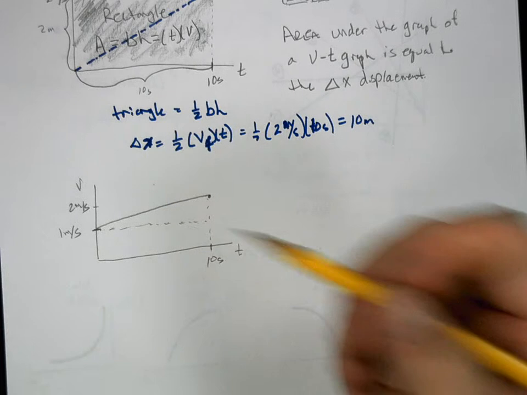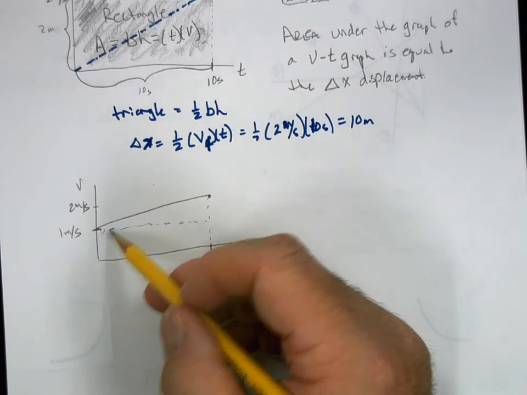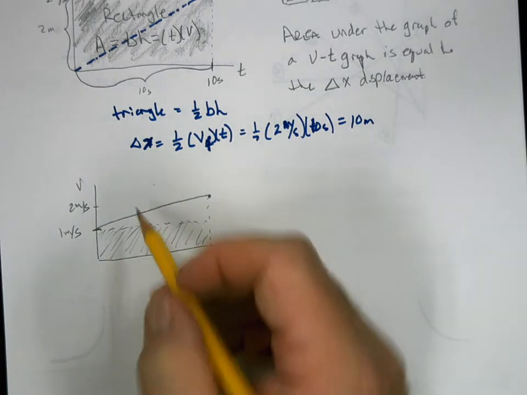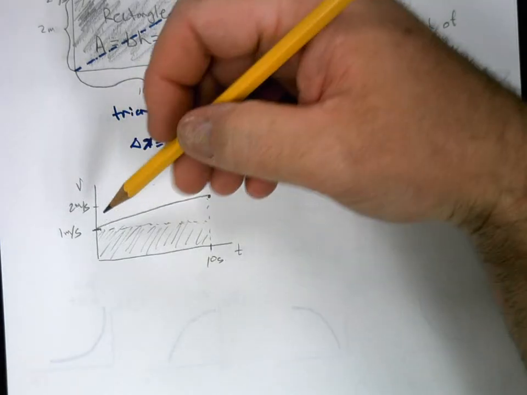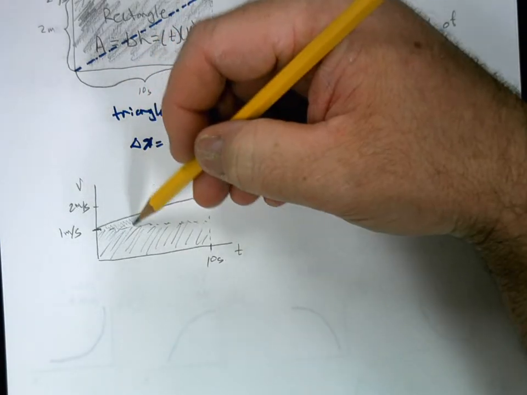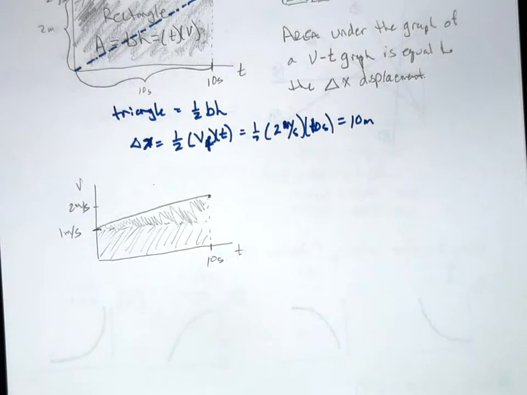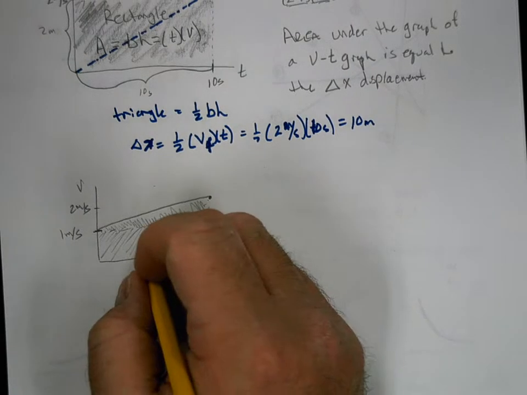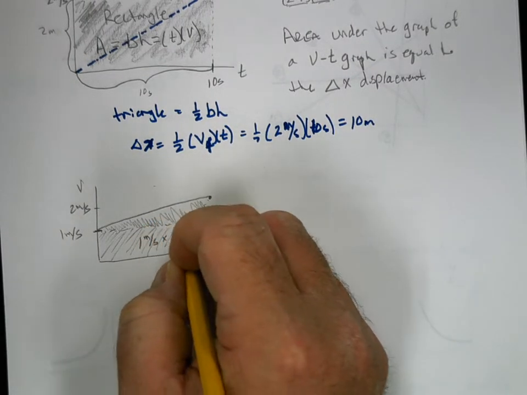We can find the area of that rectangle, and the area of the triangle, and add them together. So this would be 1 meter per second times 10 seconds equals 10 meters.